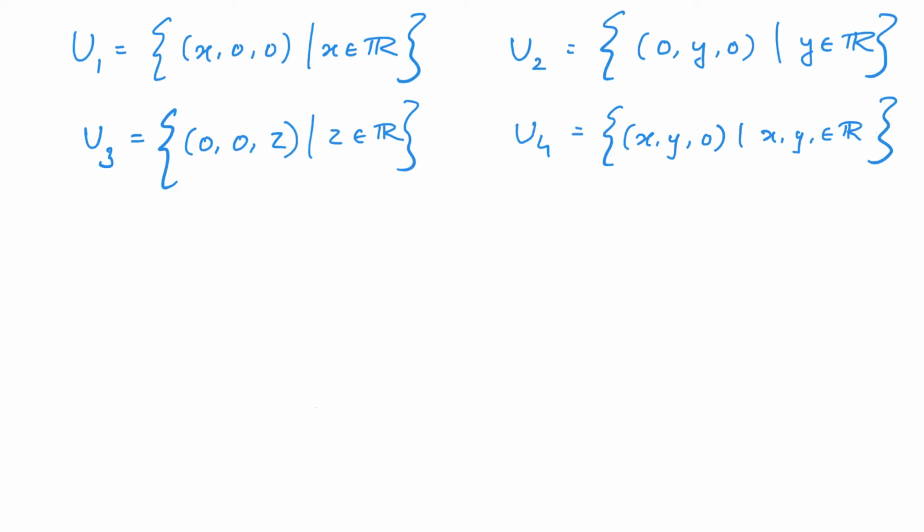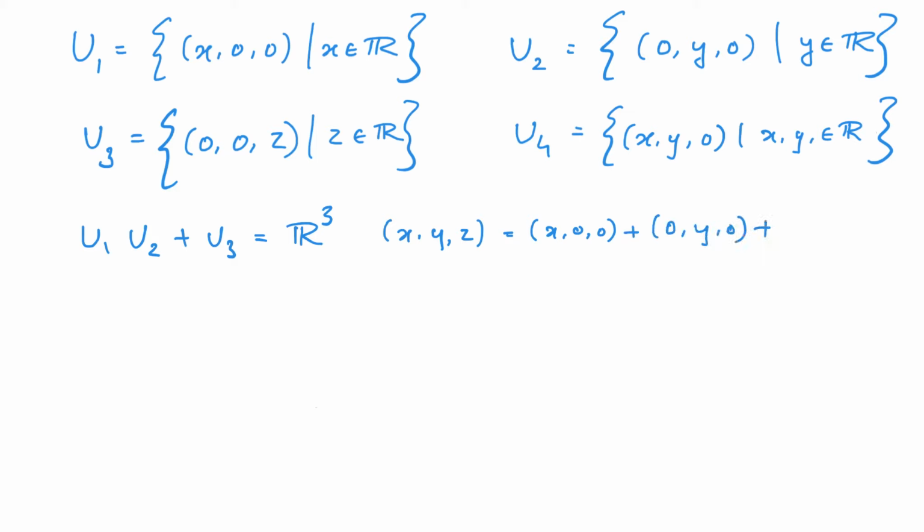Then notice that if you take U1 plus U2 plus U3, you will get R3. Why? Because any point (x, y, z) can be written as the sum (x, 0, 0), which is an element in U1, plus (0, y, 0), which is an element in U2, plus (0, 0, z), which is an element in U3. Therefore, I can write any element in R3 as a sum of elements in U1, U2 and U3. And thus U1 plus U2 plus U3 is equal to R3.